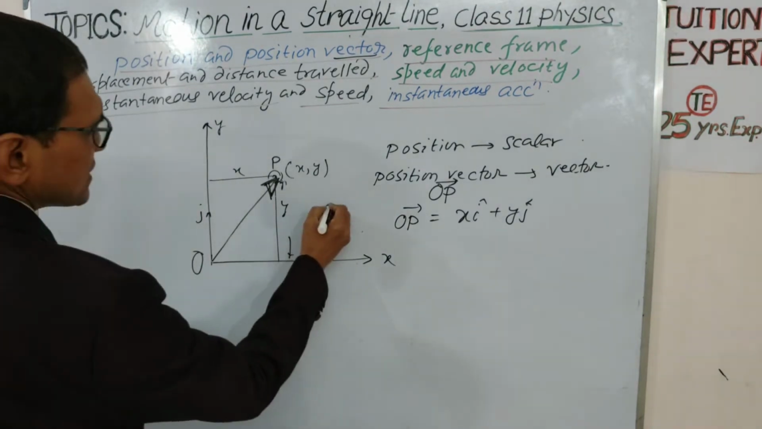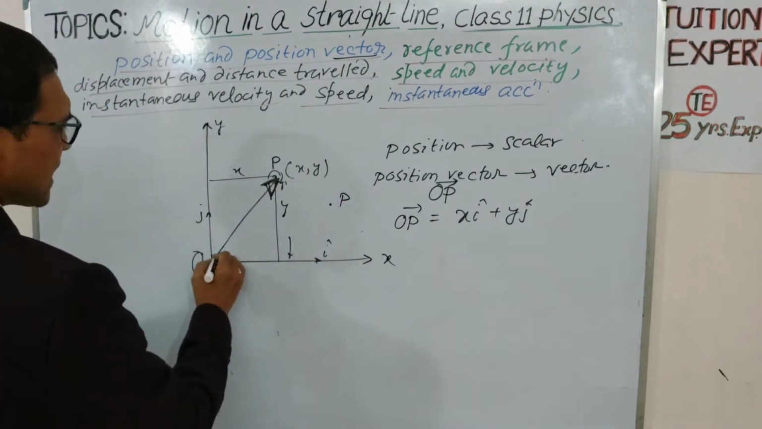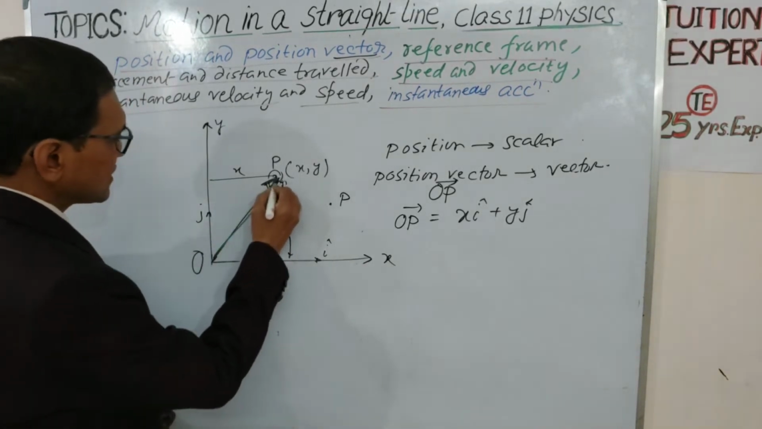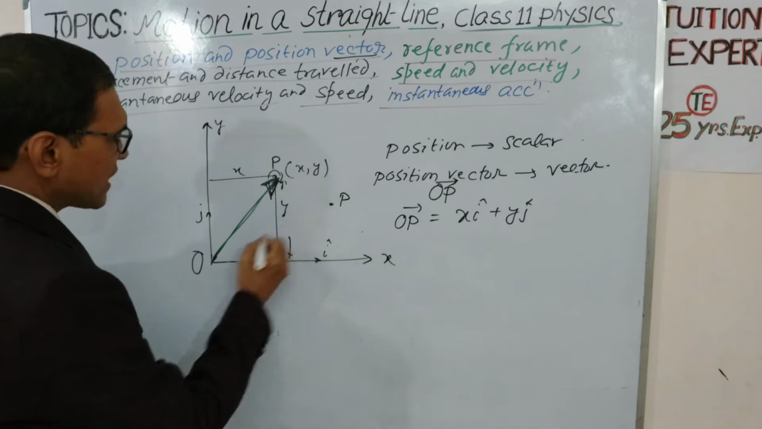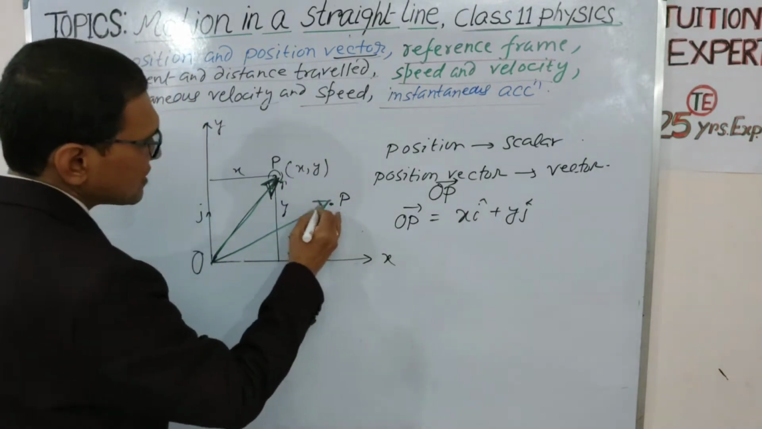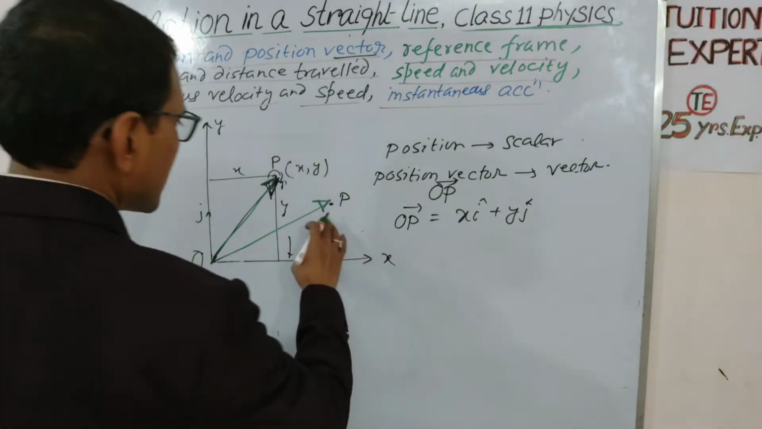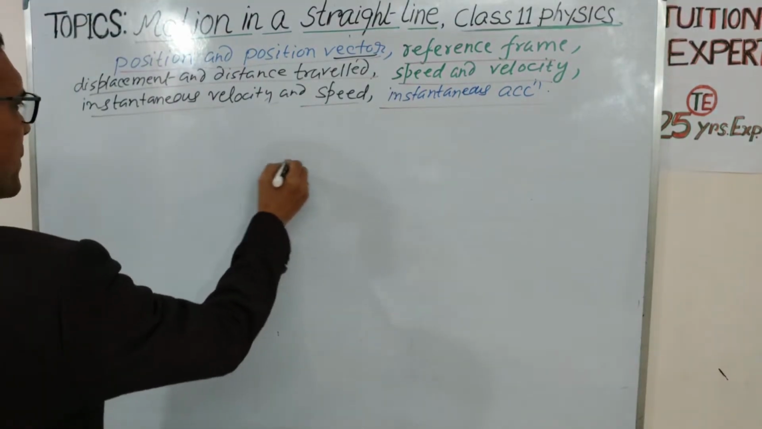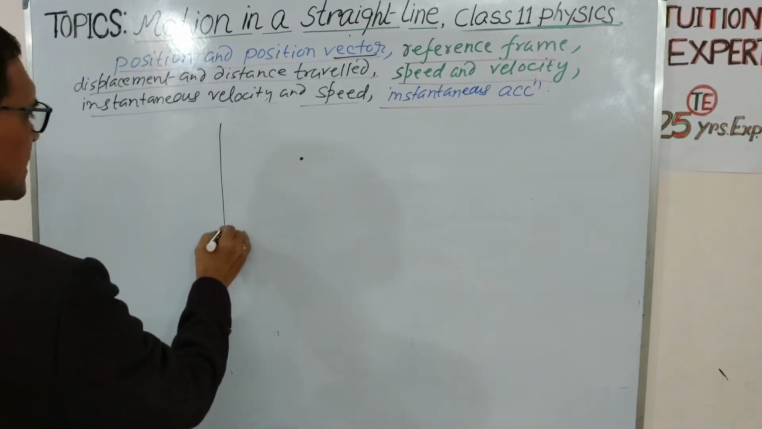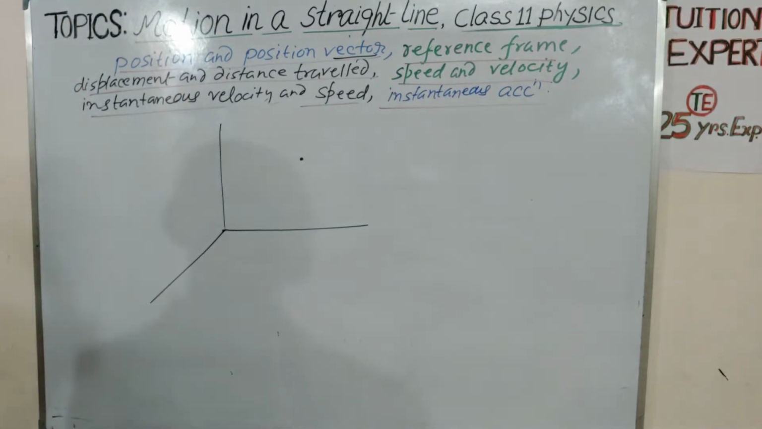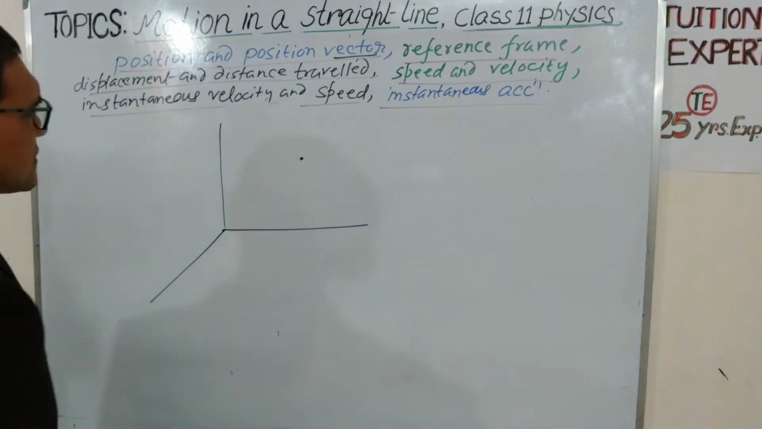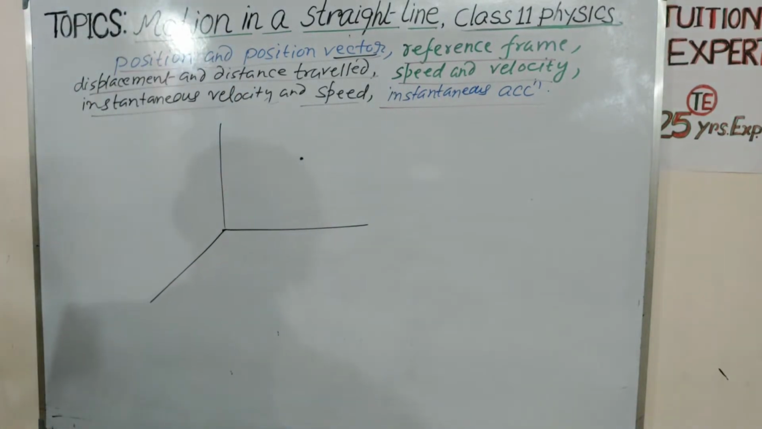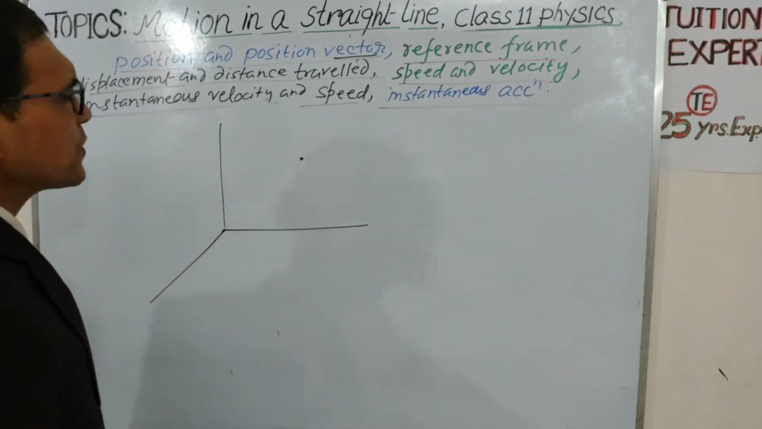If we take this point here, it has a direction in this way, in this way. Suppose the point is here, the direction is along this direction, so it has a direction. That's why it is a vector. We know the position of a particle is determined by a certain number of axes. So the reference frame is very important to describe the motion of a body.